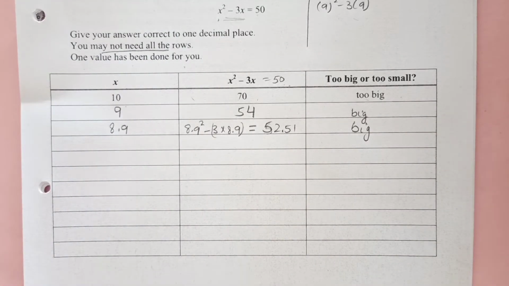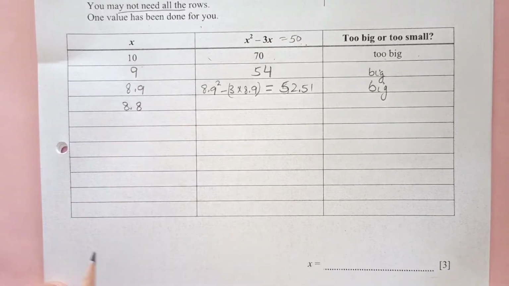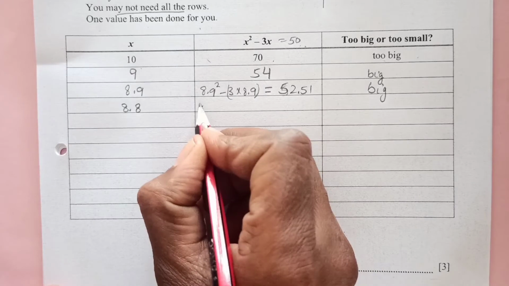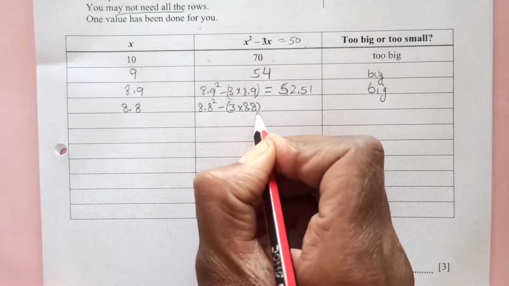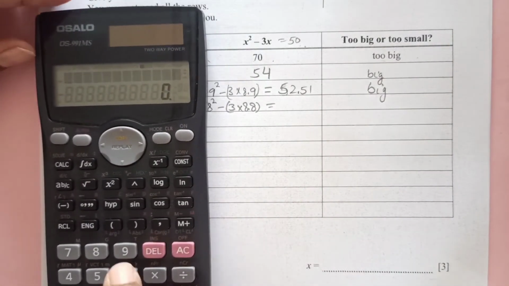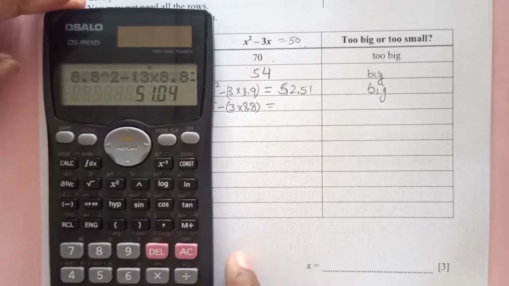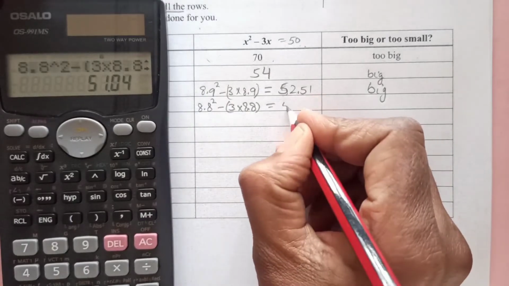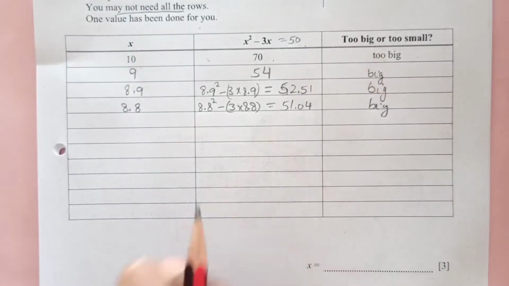Then let's see with 8.8. That will be 8.8 squared minus 3 times 8.8. Let's see how much this is using the same method. 8.8 squared minus, in brackets, 3 times 8.8. This is 51.04. So again this is big, but it is nearer to 50.